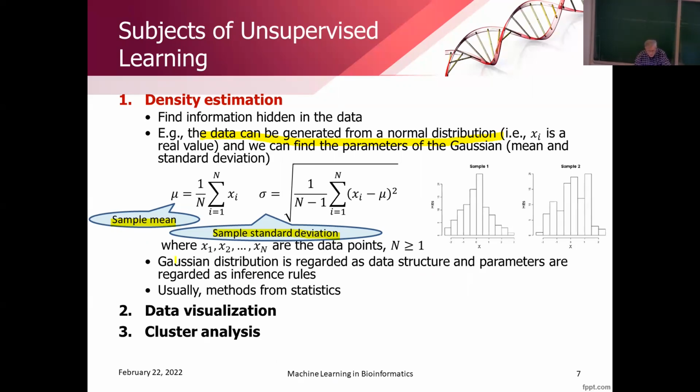So Gaussian distribution is regarded as the structure of the data. So if we suppose that the data have some structure, we can try to measure the parameters of the structure, and this can be used. So for that, usually we use methods from statistics. This was a very simple case, one-dimensional variable.